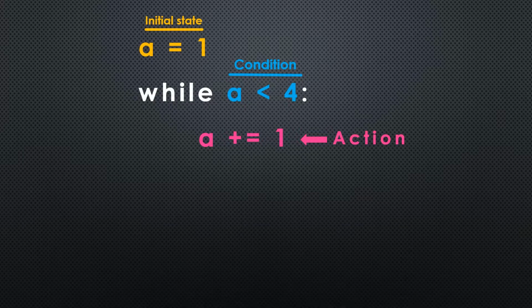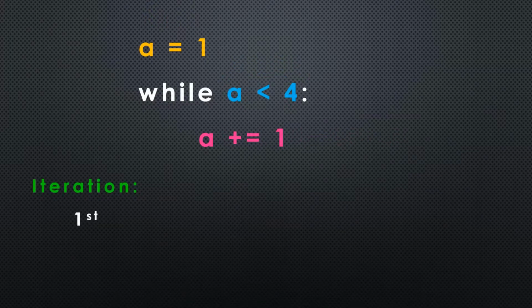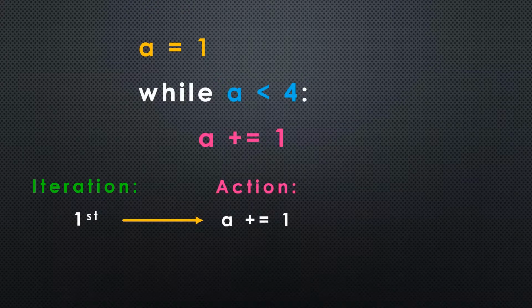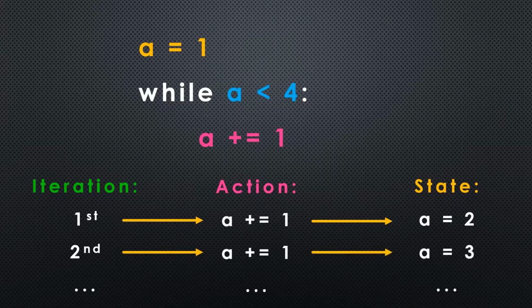So, the resulting actions performed by this loop will be, for the first iteration, a plus equals 1, so a will go from 1 to 2. Similarly, in the second iteration, a will again be incremented by 1, and a will become 3, etc. Once a reaches the value of 4, it will no longer satisfy the condition a smaller than 4, meaning that the while loop will stop.